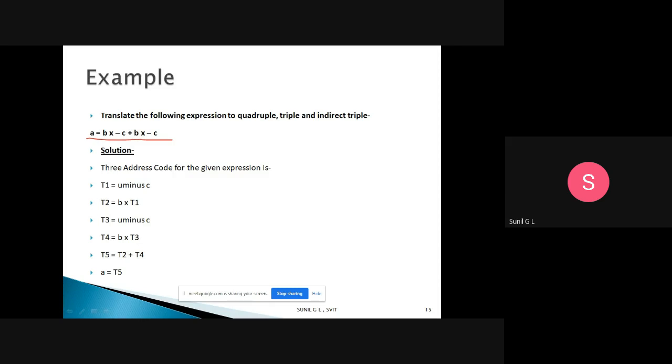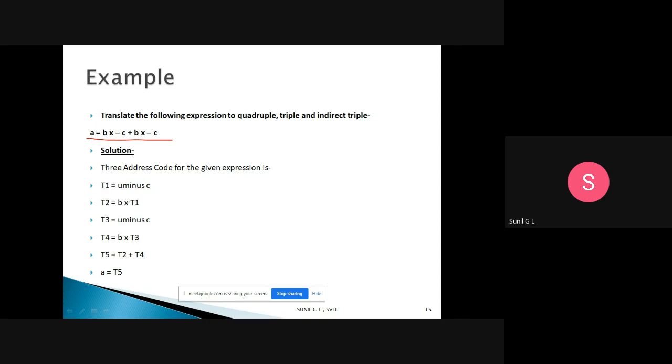Okay, so how will we convert this one? Here, taking this minus C, we don't have two operands for this. This is a unary operator, that is unary minus. So unary minus, and C is the operand. This one will be stored in T1.